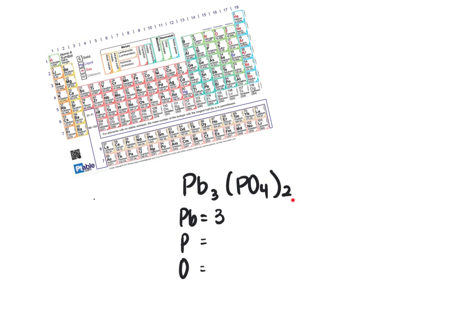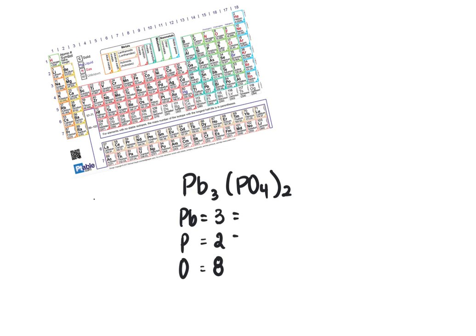As you can see, this number right here applies to everything inside. That means if you have 1 phosphorus, because there's no number right here, then instead of having 1, you're going to have 2, because you multiply the number inside by the outside. So phosphorus will be a 2. As for the oxygen, you have 4 on the inside and 2 on the outside. That's going to be a total of 8.